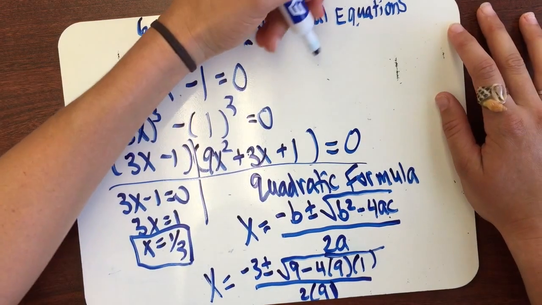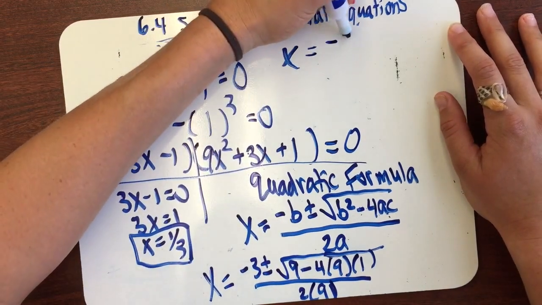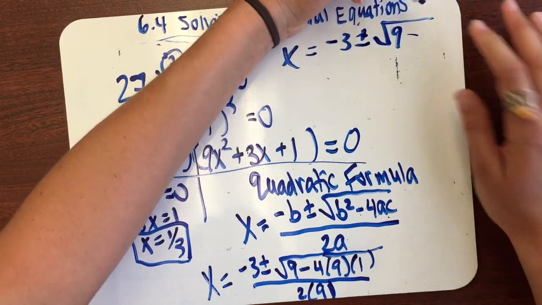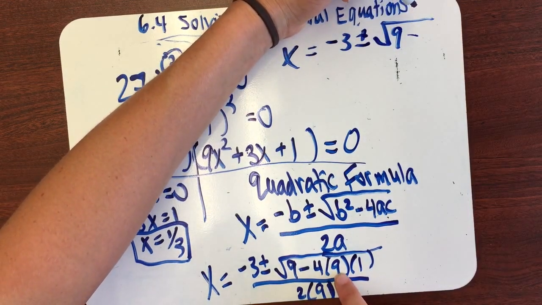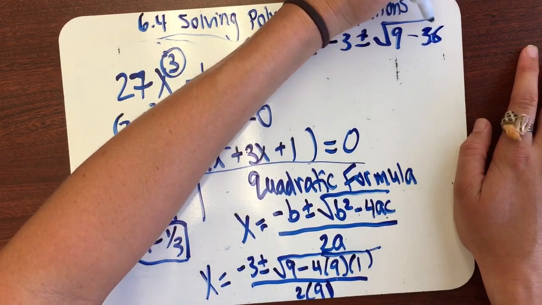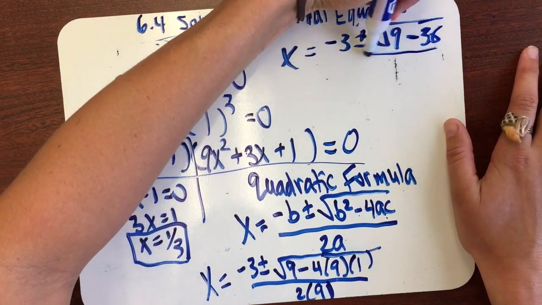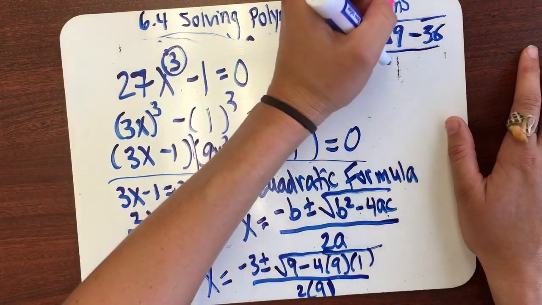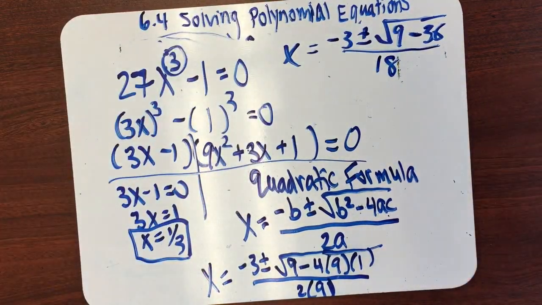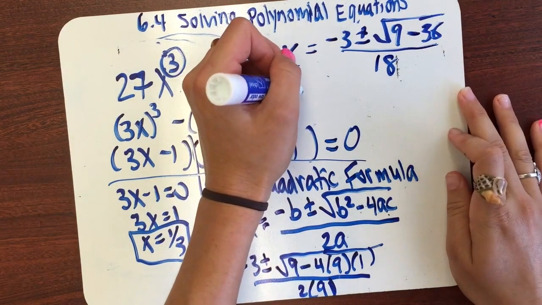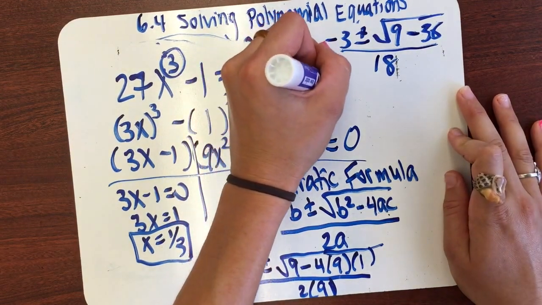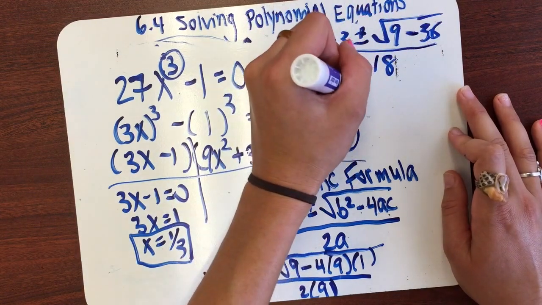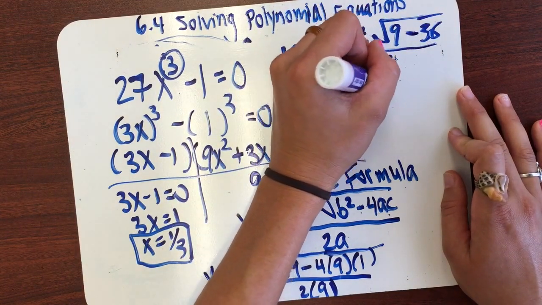And we will get negative 3 plus and minus the square root of 9 minus, we do 4 times 9 is 36. All over 2 times 9 is 18. And we continue with that. This will give us x equals negative 3 plus and minus the square root of 9 minus 36 is negative 27.